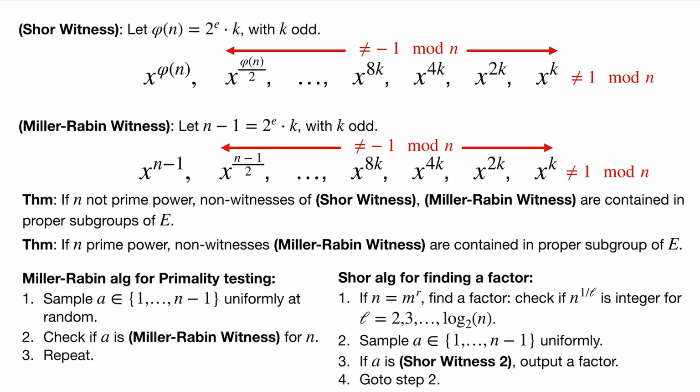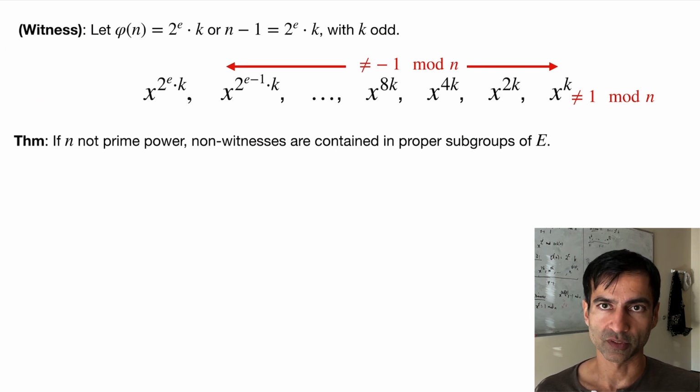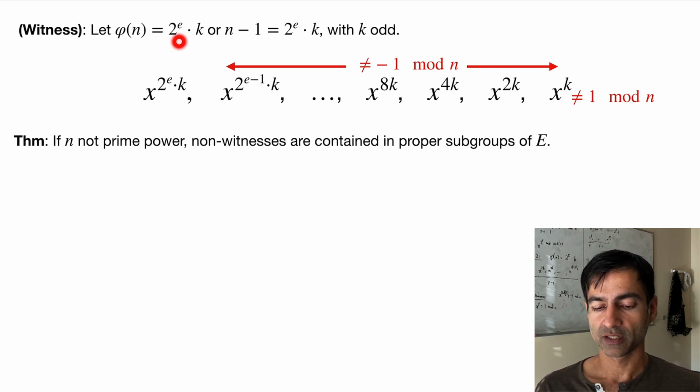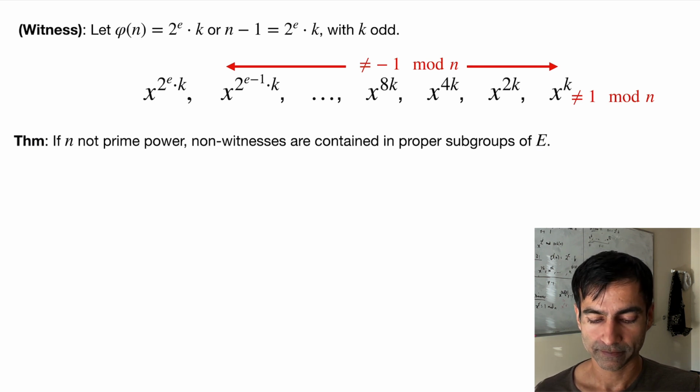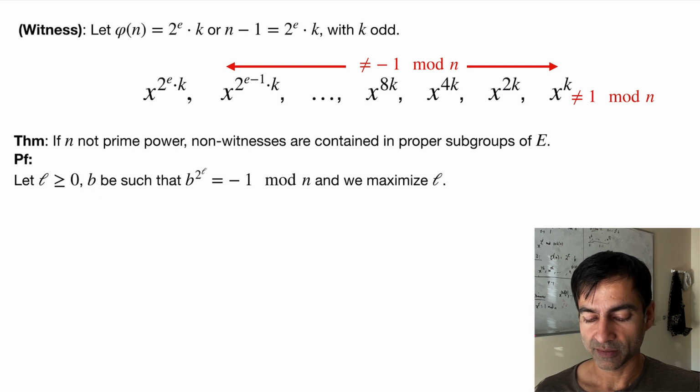All right, now the only thing I need to do is prove these two theorems to you, which are very nice proofs. So let's start with the first one. Let's say you have a witness. It's either a Shor witness or the Miller-Rabin witness. So either you have this or this. And let's say n is not a prime power. So here's the idea. Let's pick L, a non-negative integer, in such a way that L is maximized and there's some b with b to the power 2 to the L equals minus 1 modulo n.